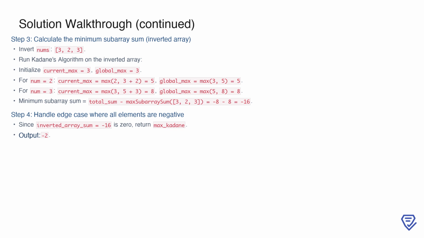Here, we encounter an edge case. Since the original array contains only negative numbers, the circular case is invalid. In such scenarios, we return max_Kadane directly. Therefore, the output is minus 2.